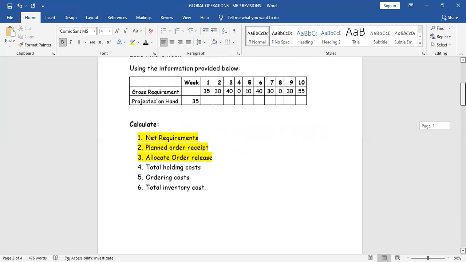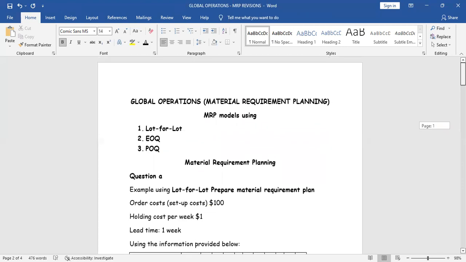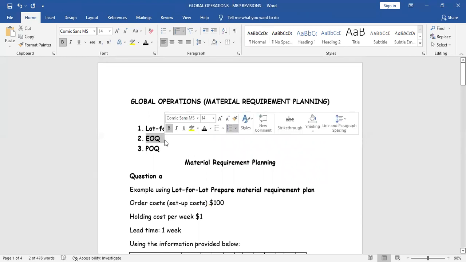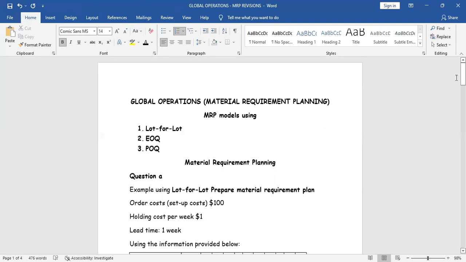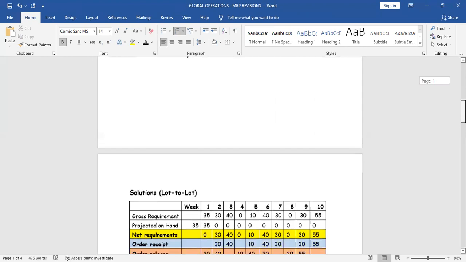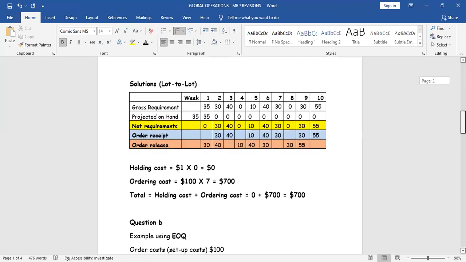The other inventory system for material requirement planning that we're going to use is EOQ, as you can see, the economic order quantity. So now we go to B, where we have economic order quantity. So we review the question, but the solution with regard to lot for lot is this one.